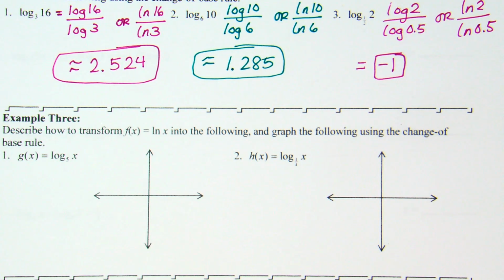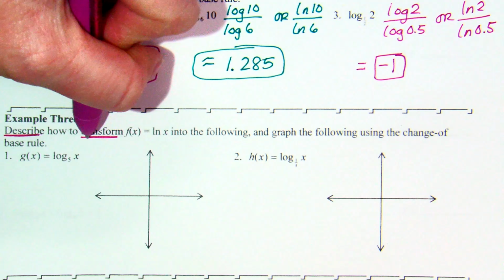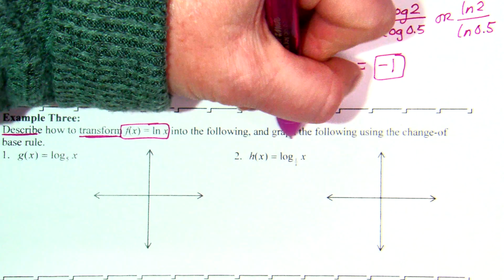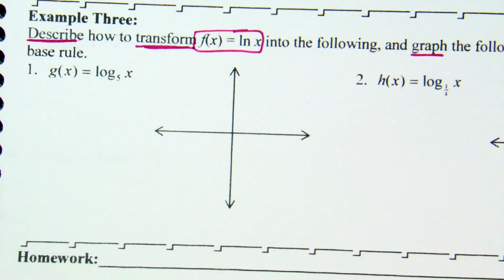So, a couple of things to point out. It says describe how to transform. Notice it specifically says f of x equals natural log of x. So even though this problem is a log problem, we want to talk about it in terms of natural logs. And then we're going to graph. So on example 1, it tells me to talk about it in terms of natural log, but it gives me a log base 5. How can I change this so it's talking about natural logs? You just have to put that log into a natural log.